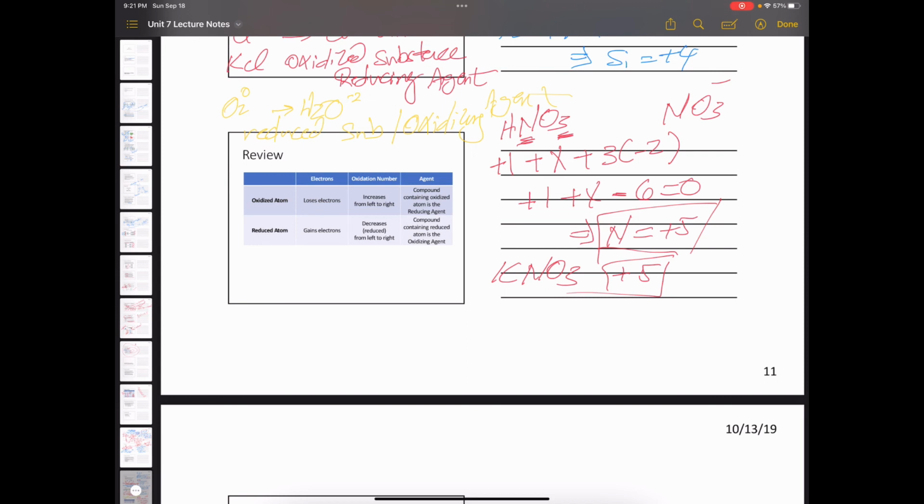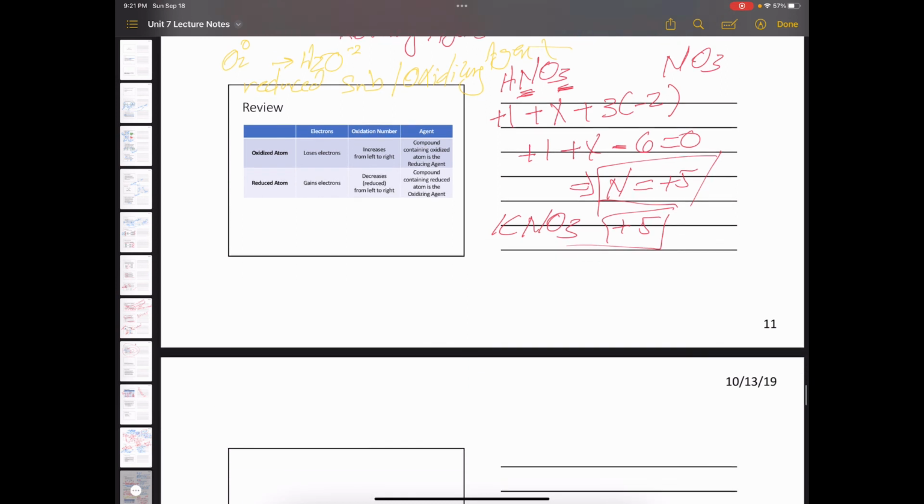Okay, a reduced substance, on the other hand, means the element or the atom is accepting and gaining more electrons. That means you're having more electrons than proton, more negative charge than positive charge. That means the oxidation number is dropping down. So it is decreasing. And a reduced substance is also considered an oxidizing agent because it allows other substances and other atoms to be oxidized. Okay.